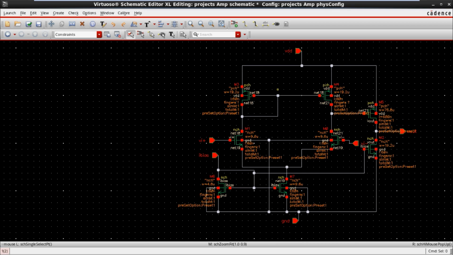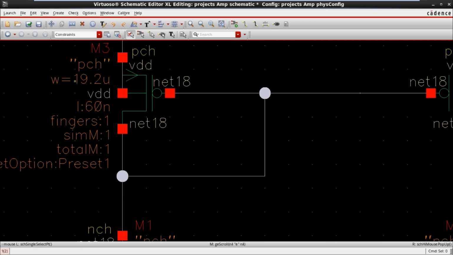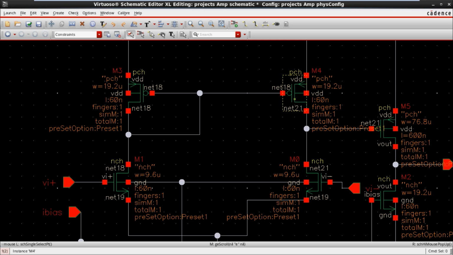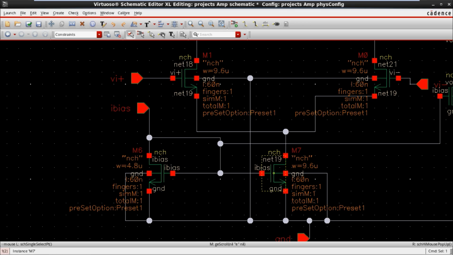And apart from this, we have other devices. The devices all have 19.2. Upper, we have one current mirror, and this current mirror is 19.2. In this current mirror, this is a kind of diode structure. So this M3 is a diode, and at the bottom we have one more current mirror. In this current mirror, this M6 is the diode.